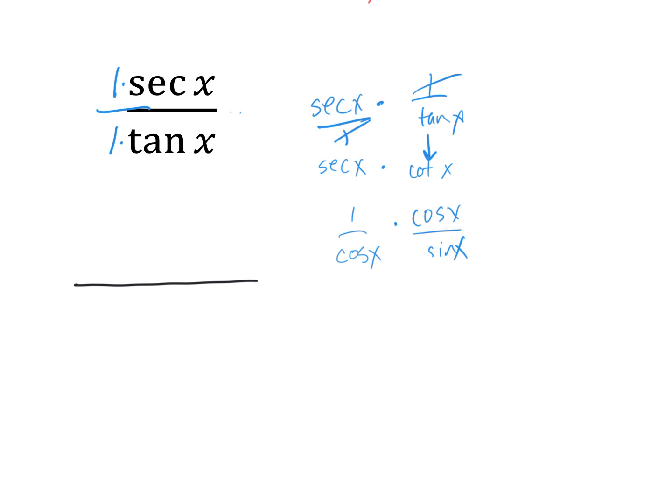So you guys, there's my original fraction bar. I want to focus on first secant of x. How can I rewrite secant of x? 1 over cosine. Okay? And on the bottom we have tangent of x. How can I rewrite tangent of x? Sine over cosine.